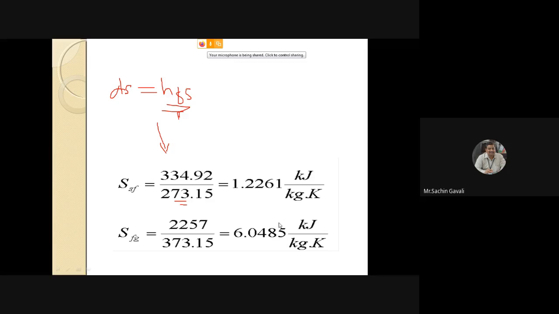Now next, delta S for case 2. We can say the first case is there, and the second case is what? S_fg means ds is equal to again the formula, h_fg divided by T. The answer is 2257 divided by 373.15, which is equal to 6.0485 kilojoule per kg Kelvin.